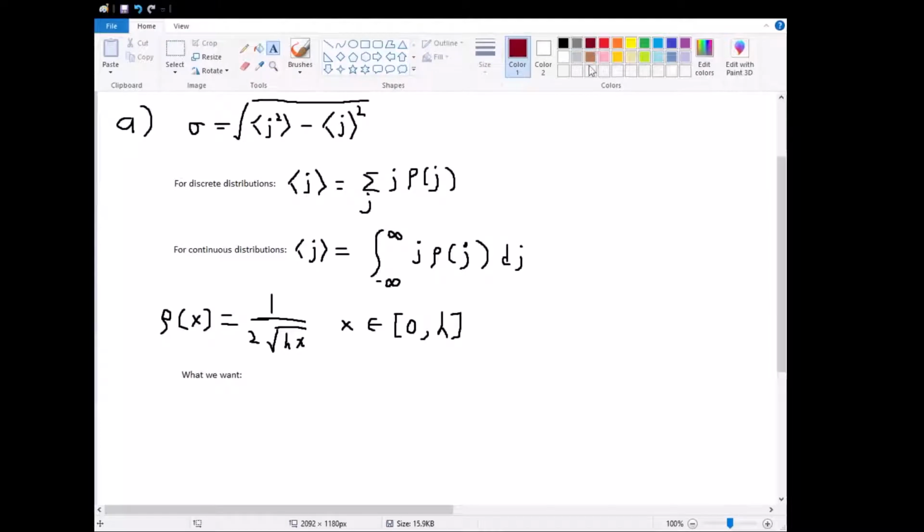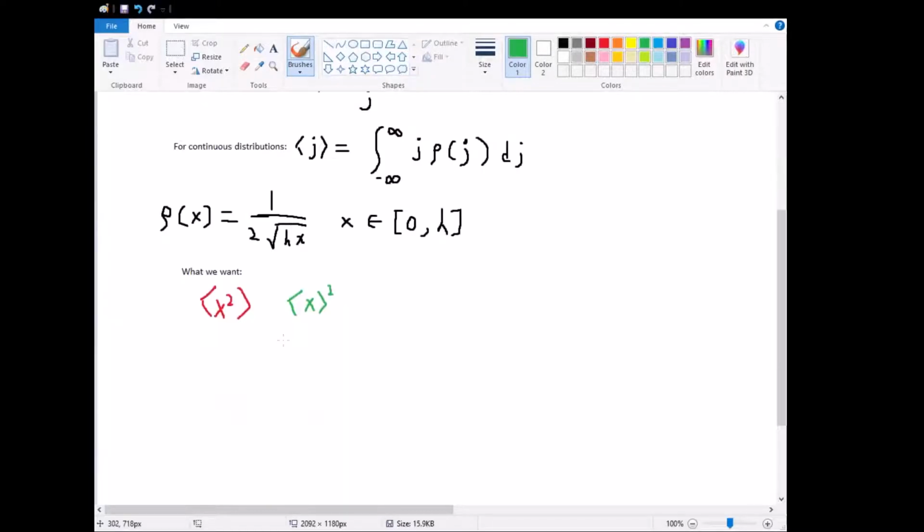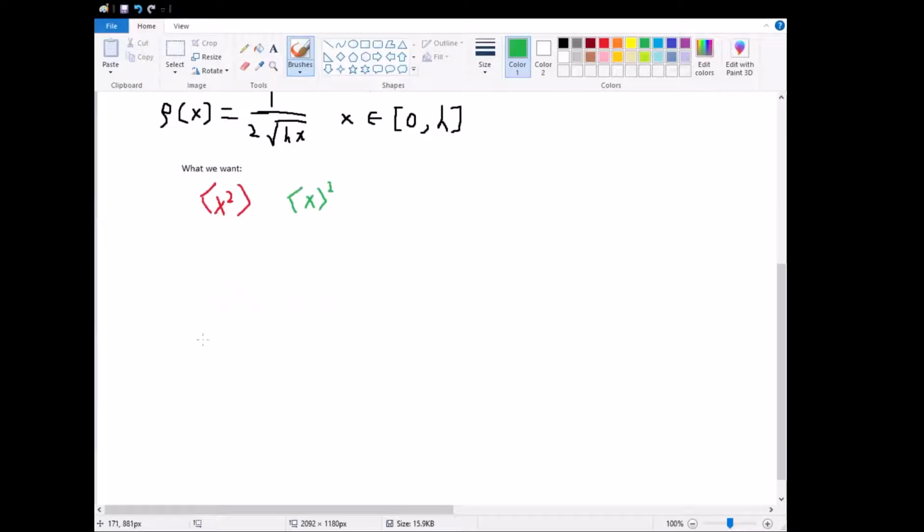So evidently what we want to find then are two variables. The first one is the average of x squared, and the second one is the average of x itself squared. Well, we can start right away with the simpler one, which is the one in green, the average of x itself squared.